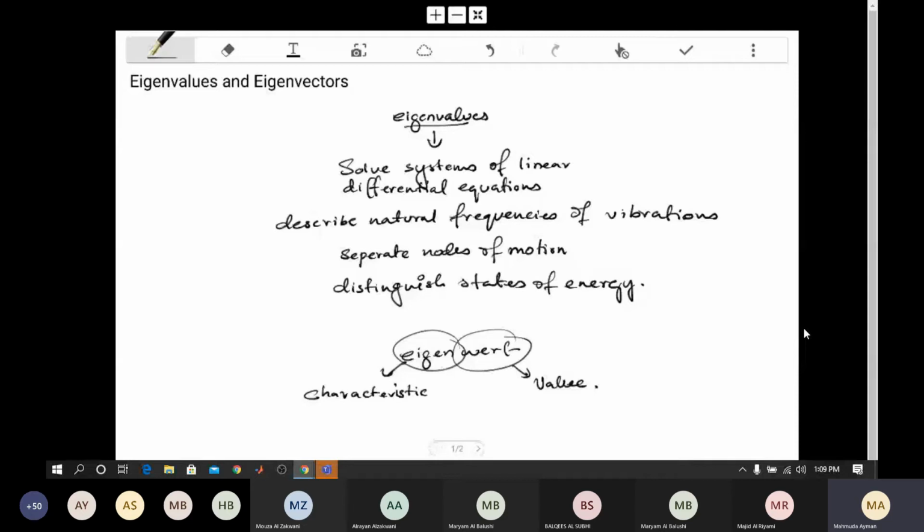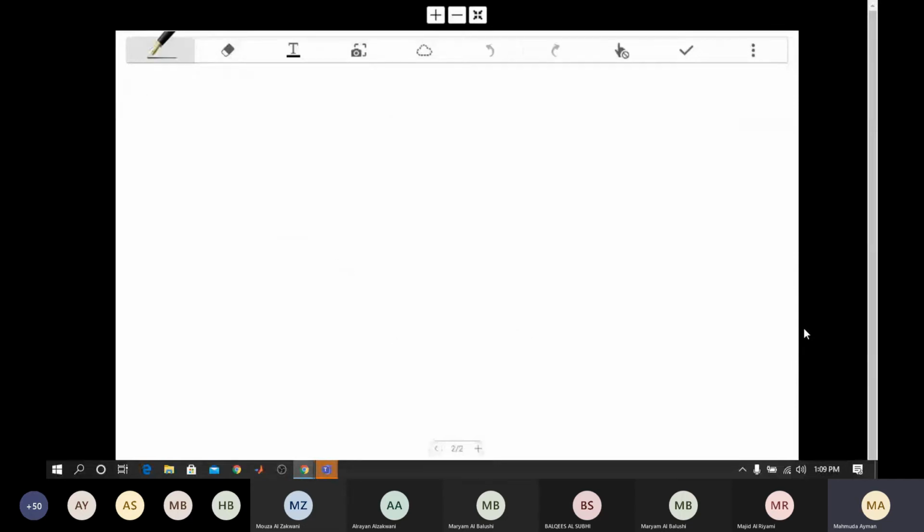Now this will make more sense to you when we talk about how to find eigenvalues by equating characteristic polynomials to zero to find the roots of the equation. So now let's define eigenvalues. So the definition of eigenvalues and eigenvectors.